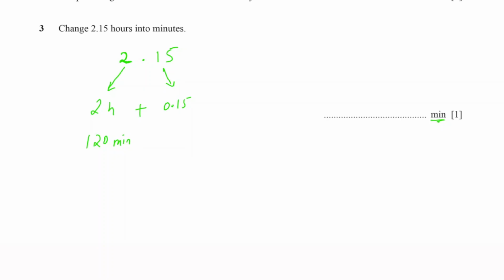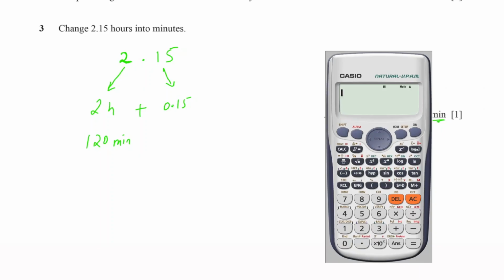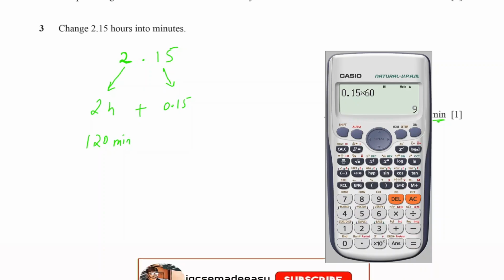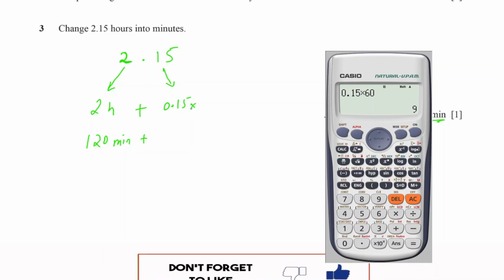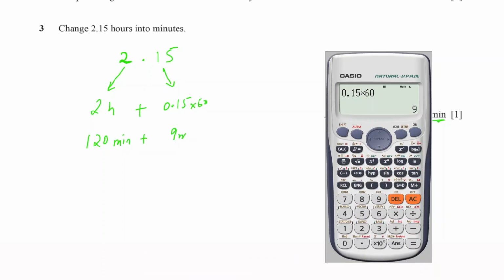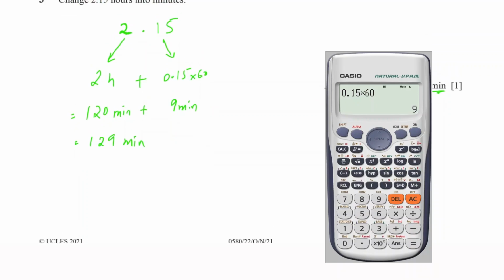And for 0.15, to convert it into minutes I have to use my calculator, because in 1 hour we have 60 minutes. So we multiply 0.15 times 60, and that gives you 9. You can see 9 there in the calculator. So this becomes 9 minutes, and the total is 129 minutes. This is one of the ways that we need to find.